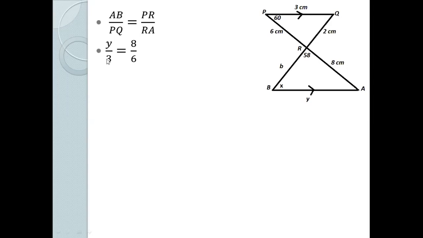Which is Y upon 3 equals to 8 upon 6. When we simplify, we will have 4 upon 3 multiplied by 3. After further simplification, Y equals 4 centimeters. This is how we have found the values of two unknown sides and an angle.